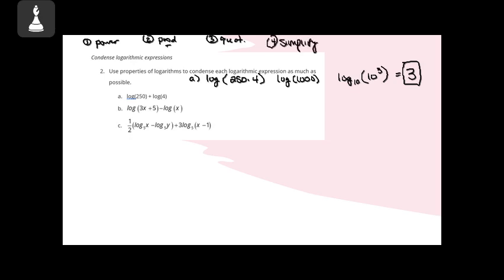All right, working with B, we have log of 3x plus 5 minus log of x. So no powers, there's no numbers in front, so can't do that. There's no pluses for products, so now we're going to look for minuses for quotients. So I'm just going to turn this into one big fraction, log of 3x plus 5 all over x. And there is nothing else that I can do with this problem, so it is done.